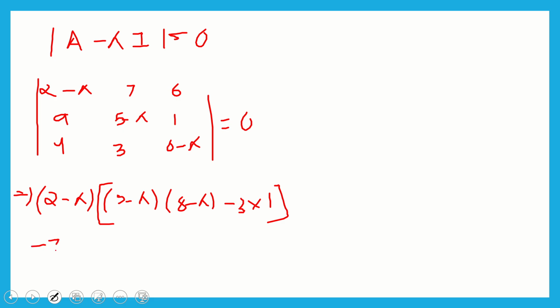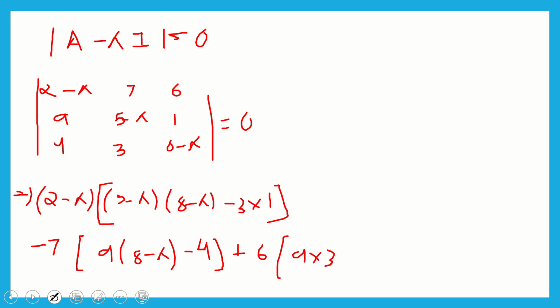Okay, next: minus 7 times of 9 into 8 minus lambda minus 4. 4 into 1 is 4. Okay, plus 6 into 9 into 3 minus 4 into 5 minus lambda. Did we have space? No. Okay, after that it's just a simplification.